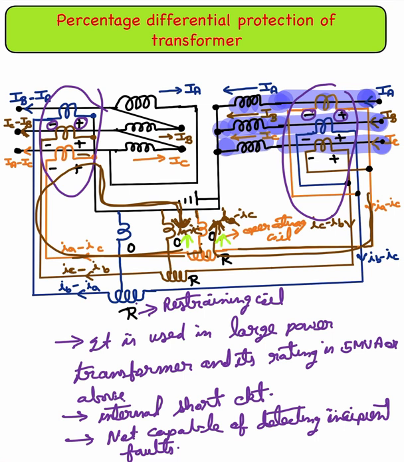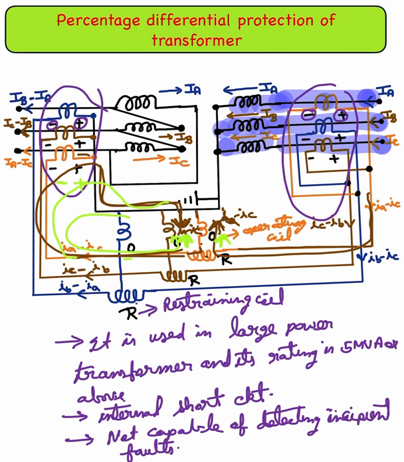So in case of a fault inside the winding, the polarity is reversed, and the current does not flow from this to this but from this to this. Both sides have current in the same direction, so the relay will operate.